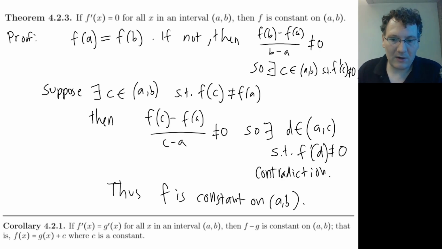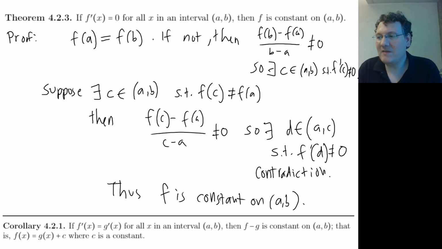So there's a corollary that comes out of that, which is that if the derivatives of two functions are equal to each other for all x on an interval from a to b, then the difference of the two functions must be constant on that interval. So the functions must differ but only by a constant. For if they don't differ by a constant, then you would have some contradiction, that their derivatives must not be equal to each other at some point along the interval.